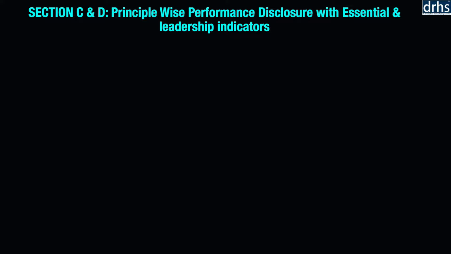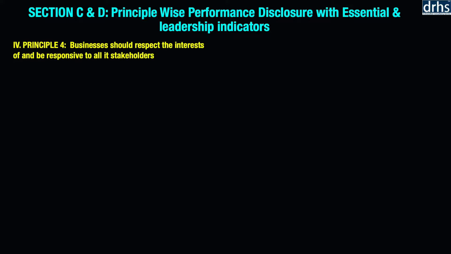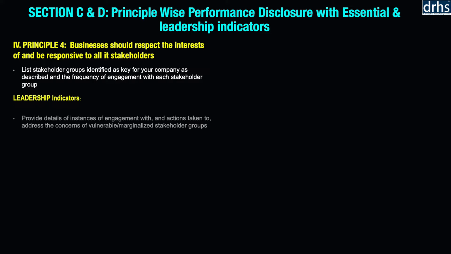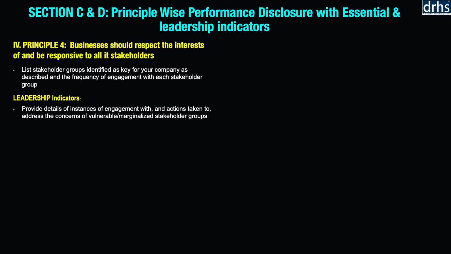This slide discusses Principle 4, which deals with the interest and respect of the stakeholders for execution of business. Its essential indicators seek information about the types of stakeholders listed and describe the frequency of engagement with each of them, while leadership indicators seek information pertaining to vulnerable and marginalized stakeholder groups and corrective action taken for them.